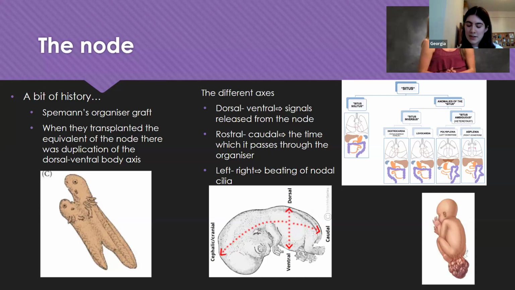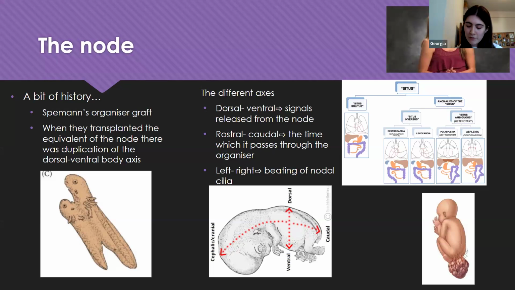Now, this process of patterning can go wrong in several ways. So firstly, you can have conjoined twins, and this occurs when the node splits in humans in a similar way to how Spemann and Mangold did it. You can also have a condition called situs inversus, and this occurs when the left to right patterning is incorrect, and it can be either complete or incomplete. So in complete, everything is switched over, so what's normally on the right is on the left and vice versa. But in incomplete, it's a bit of a mixed match, and there can be more complications.